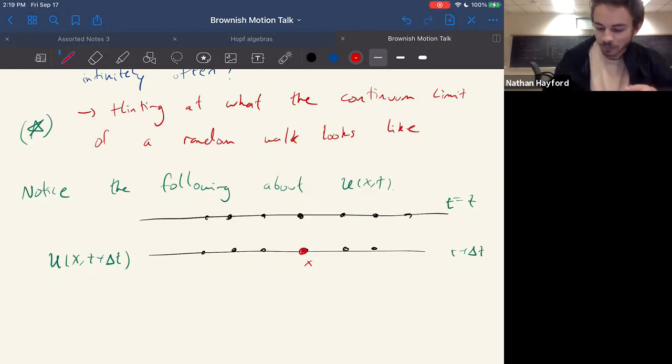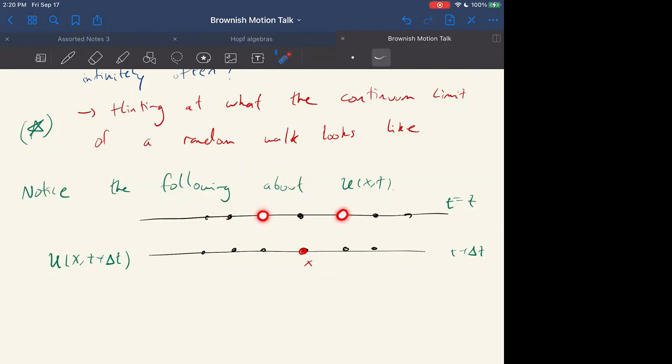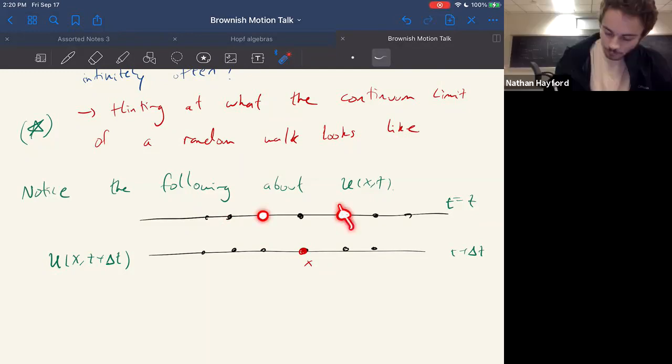Well, where do I have to be at the previous time step for me to actually end up at this site? Well, I can't be here because if I'm here, I have to go there or there. I can't be here because I can't even reach x. I can't be here because I can't reach x again. The only places I can actually reach x from are this point and this point. And well, I know the probabilities of being at those sites. So this one here is position x plus delta x. This is position x minus delta x, sorry.